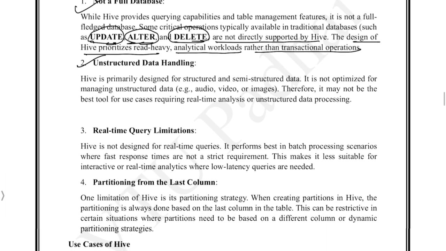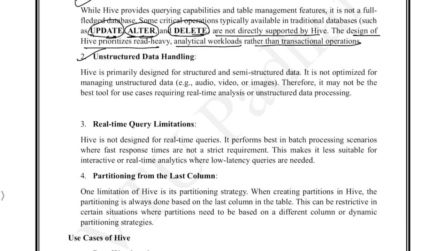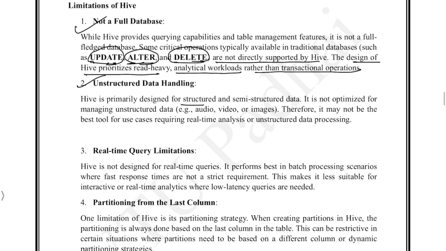Next is unstructured data handling. Hive is mainly designed for structured and semi-structured data. It is not optimized for unstructured data. That means it cannot work well with unstructured data, but it is well suited for structured as well as semi-structured data. So it may not be the best tool for unstructured data processing, and it may not give you proper results.